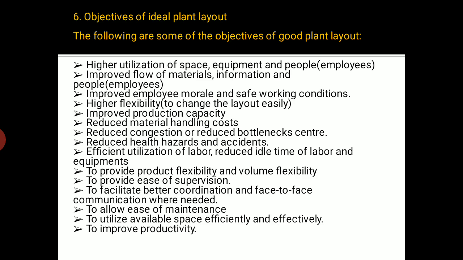Number 1, higher utilization of space, equipments and people can be done. Here people means employees. Definitely if we have the plant layout done properly, we can make use of the space that is available, the equipments that we are going to use and the employees who are working. Next important point is improved flow of materials, information and people, right? We can make the flow of materials easy, the information can be transferred easily, the people or employees can work very conveniently. That is point number 2.